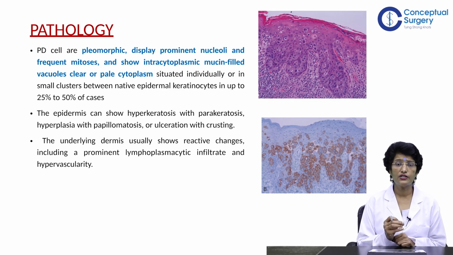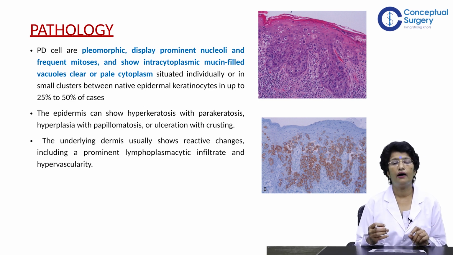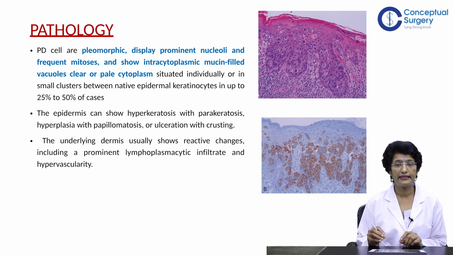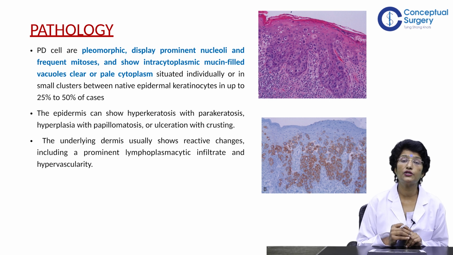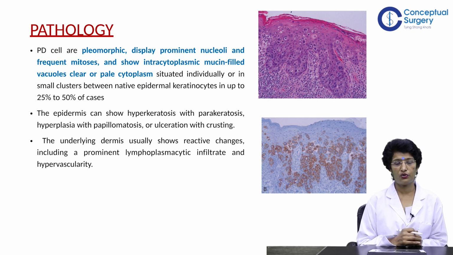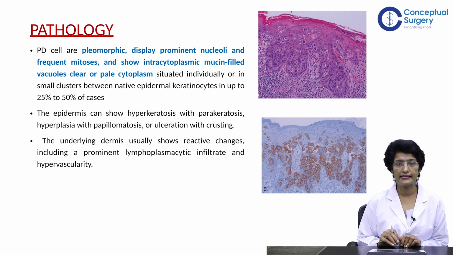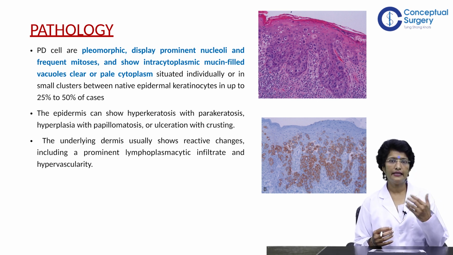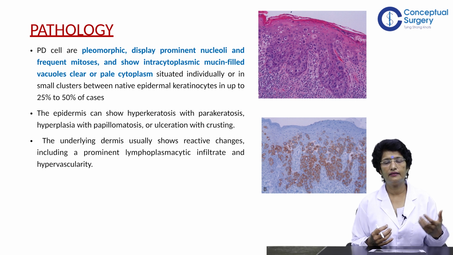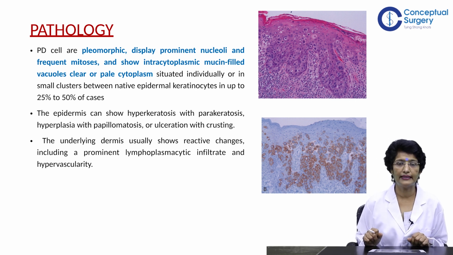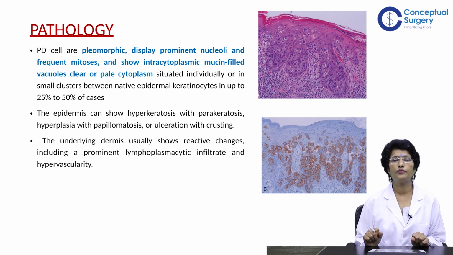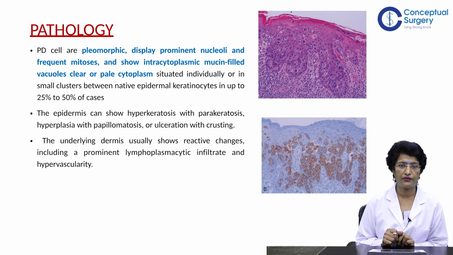So if you look at the pathology, the Paget cells are pleomorphic. They have very prominent nucleoli, frequent mitosis, just like any other neoplastic cell, and they show intracytoplasmic mucin-filled vacuoles with clear or pale cytoplasm. They're situated individually or in clusters, like I said, superficially singly and deep towards the basement membrane in clusters between the native epidermal keratinocytes in up to 25 to 50% of cases.